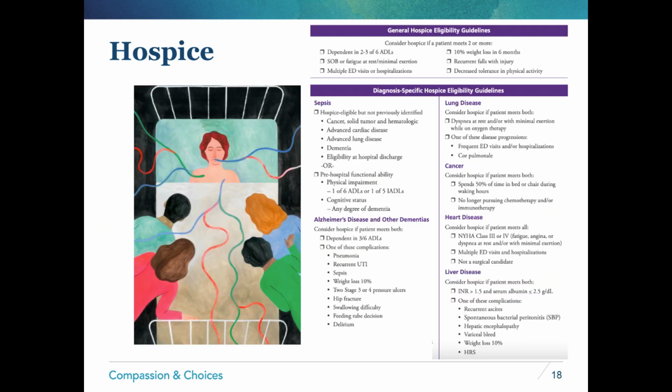I have this list here, and it's intentionally kind of tiny. It's not meant for people to be able to see very well. But the point of this is simply to show that there are now Medicare guidelines that specifically lay out criteria for various diseases for which someone could qualify for hospice.